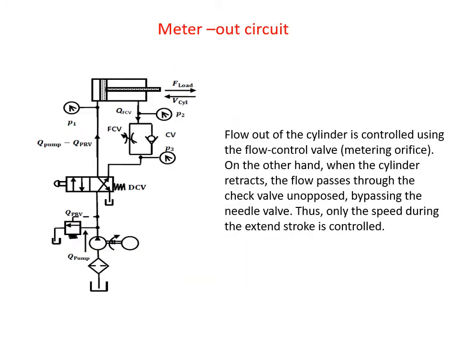So in the meter out circuit, you will find that you have to focus on this arrangement in this circuit. In the meter out circuit, we are controlling the fluid which is coming out from the actuator. You can see that the fluid coming out from the actuator cannot easily pass. It has to pass through this flow restrictor, and then it goes to the tank. So the meter out circuit has its own advantages.